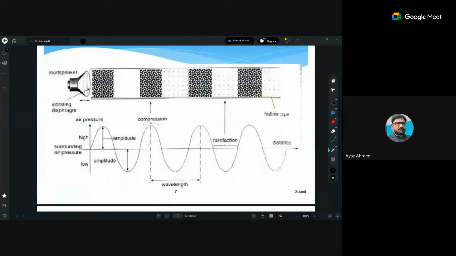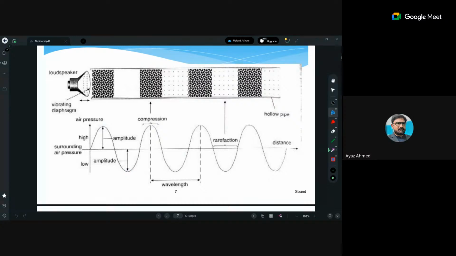And now in this slide, I will discuss how we can draw the pressure-time or pressure-distance graph when a sound wave is being produced. For a sound wave to be produced, as I told you, pressure will build up according to the compression position. When the particles are compressed, the pressure would be maximum at the center of this. And when the particles have a lot of distance between them, in rarefaction, the pressure would be decreased.